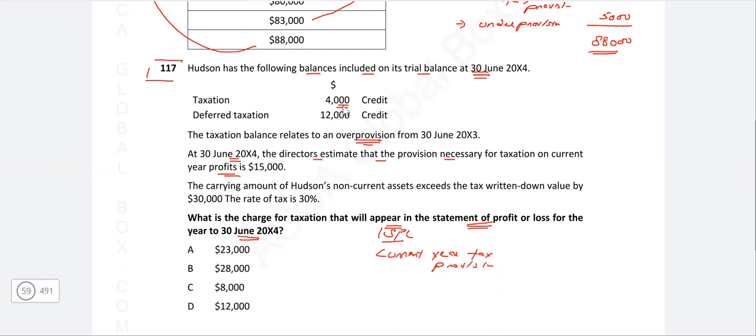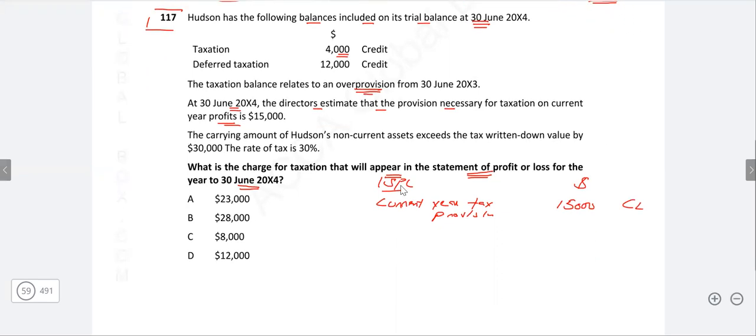So current year tax provision is 15,000, and we know this is the current liability. Anyways, we're not supposed to tell the current liability, but just for your information. Okay, then we have the over provision. We know the over provision reduces the current year tax charge, so you're going to deduct 4,000 over here.